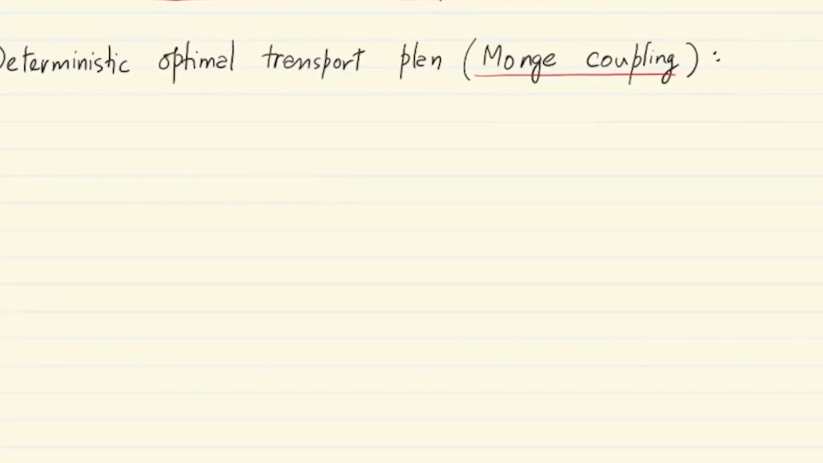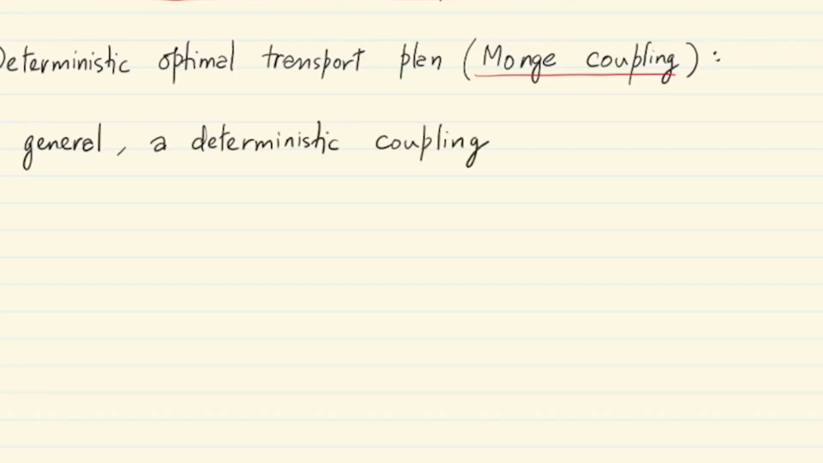Okay, so in general, we begin with a remark saying that in general, one cannot hope to find a deterministic coupling between two given marginals P and Q. So in general, a deterministic coupling or an optimal transport plan need not even exist between given marginal distributions P and Q.